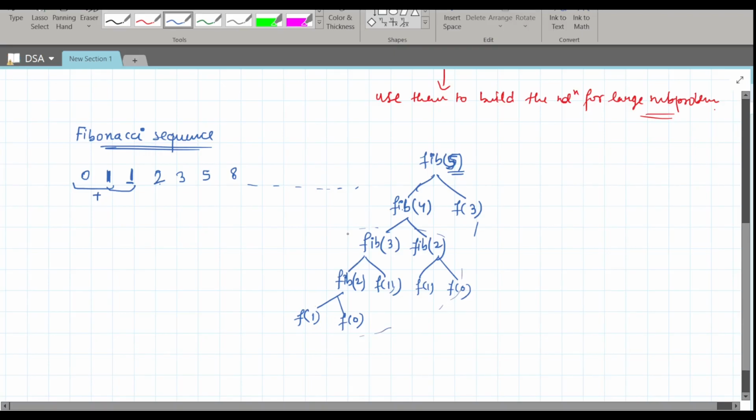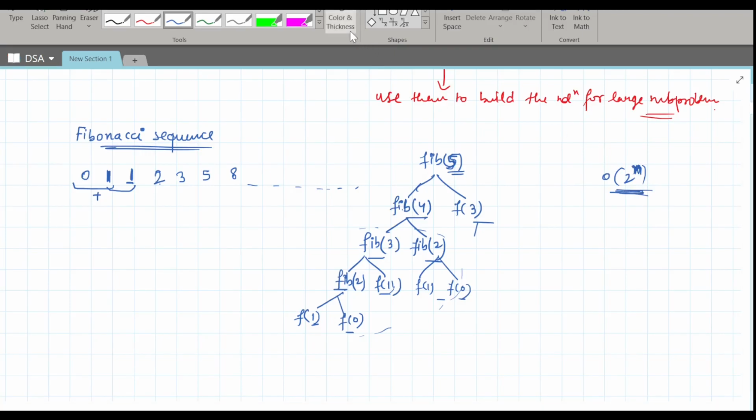When we do not use dynamic programming, we solve each of the recursive calls, and it takes order of 2 raised to the power n time. So it is exponential time. We do not want to find the solution in exponential time, so we use dynamic programming here.